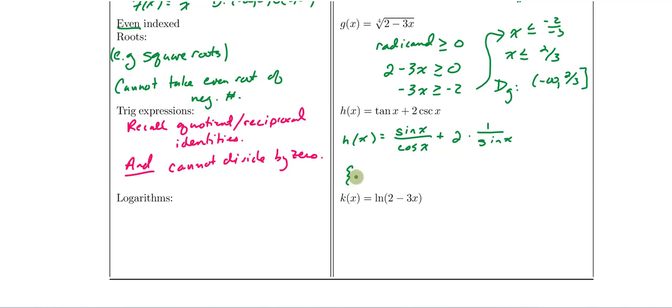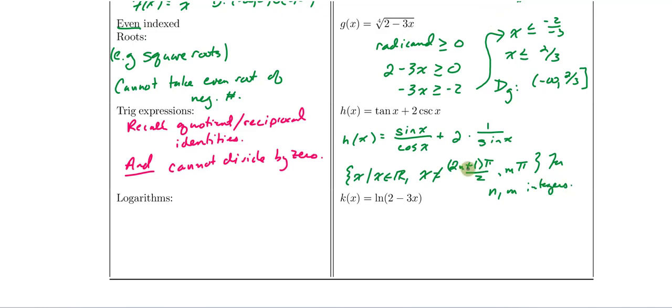So in our case, the domain would be the set of x, such that x can be any real number, except that x cannot equal (2n plus 1) pi over 2 and m pi, for n and m integers. Okay. Now that's a little bit awkward to write.